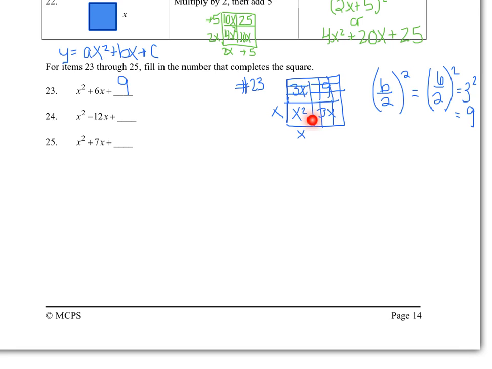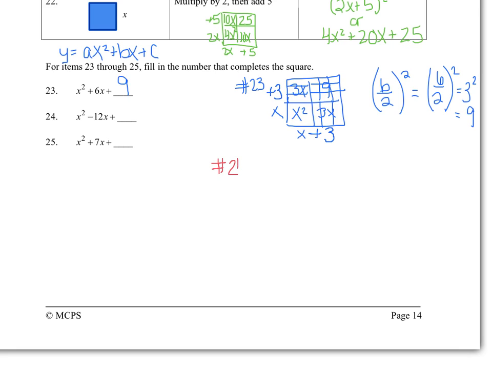To get 3 x blocks, I've got a side length of x and a side length of 1. So 1, 2, 3. So this is going to be x plus 3, and same thing on the other side, so x plus 3. So x plus 3 squared will give me x squared plus 6x plus 9.